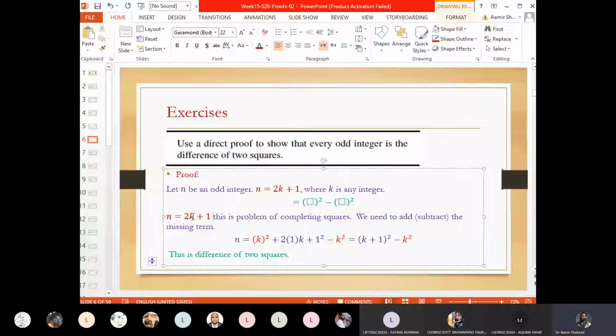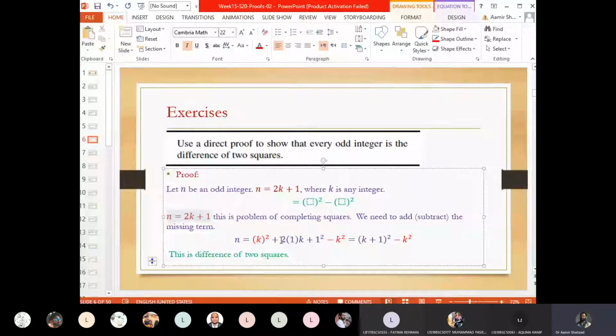(a plus b) whole square, remember it's going to be a square plus 2 times ab plus b square. We see over here 2 times ab कुछ हमें नजर आ रहा है. b square, 1 square is 1. A square की चीज missing है, so it should be in terms of k. So this is a problem of completing the square. We need to add something, and whenever we add something, we have to subtract something, the missing term for completing the square. So if we look at it again, n is equal to 2k plus 1.